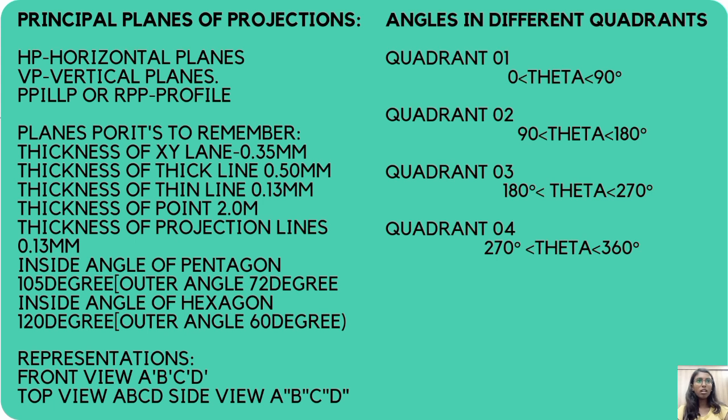Quadrant number 1, 0 less than theta less than 90. Quadrant number 2, 90 less than theta less than 180 degrees. Quadrant number 3, 180 less than theta less than 270. Quadrant 4, 270 less than theta less than 360 degrees.